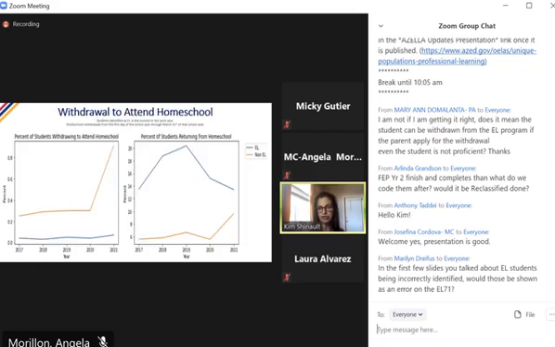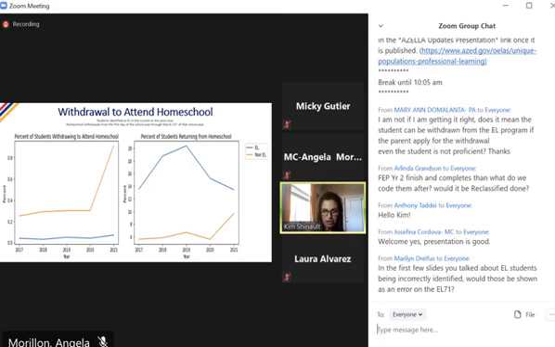And this last graph I'm going to show you is looking at students who are withdrawn to attend homeschool. We have two graphs here. The one on the left-hand side shows the percent of students who have withdrawn to attend homeschool. And on the right-hand side, we have the percent of those students who have returned to the classroom within the same year. So looking again at that left-hand graph, we can see that the blue line, the EL students, is along the bottom and it's pretty flat. And what this means is that EL students are not very likely to withdraw to attend homeschool.